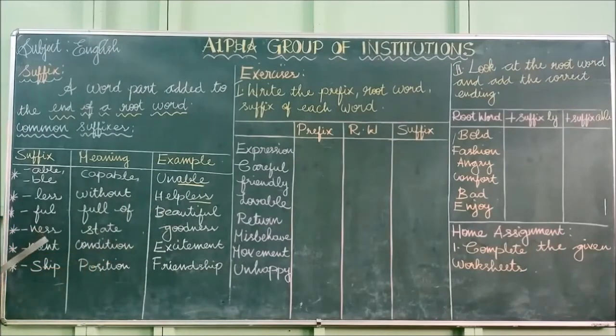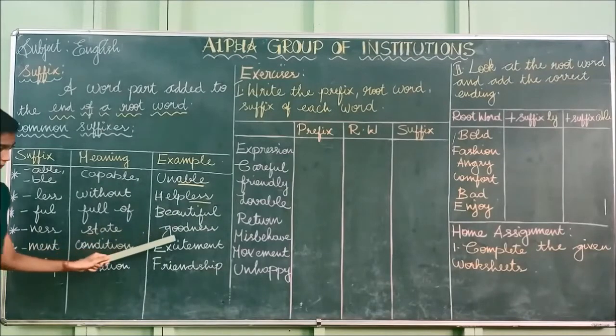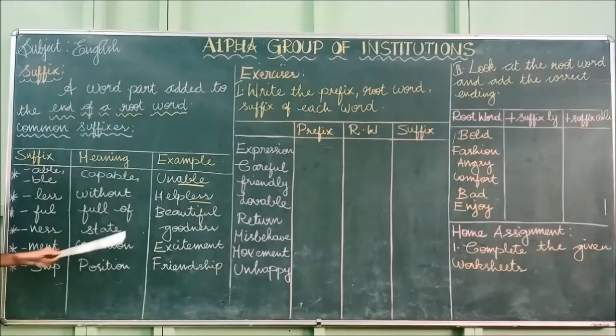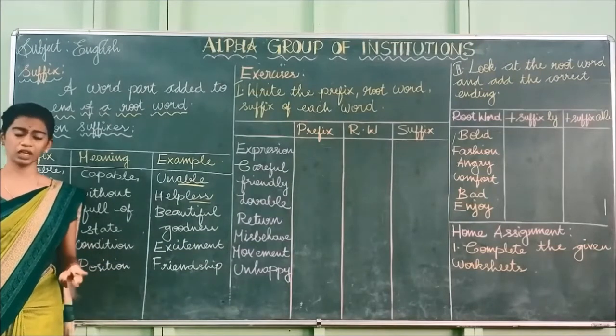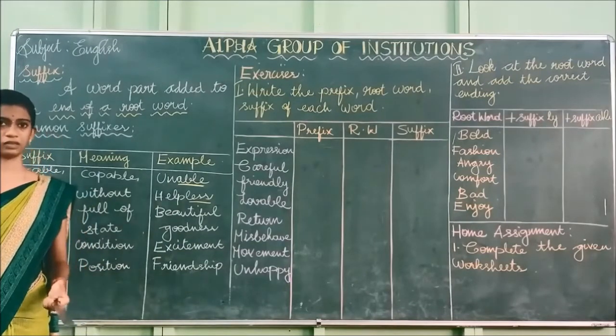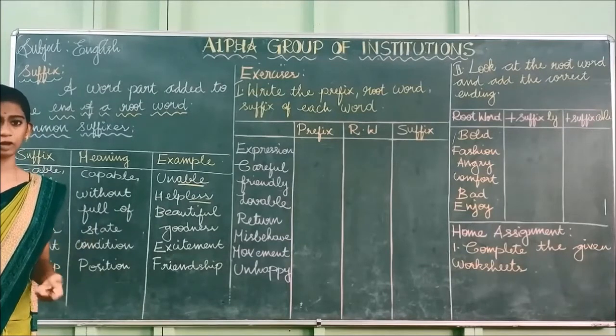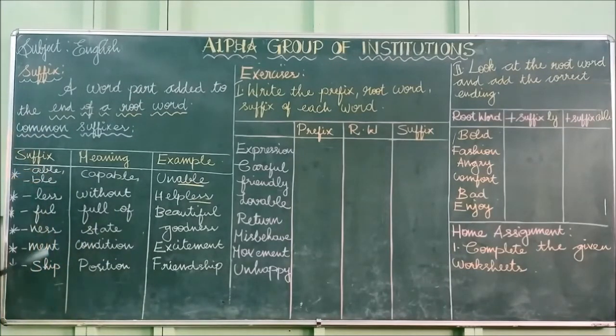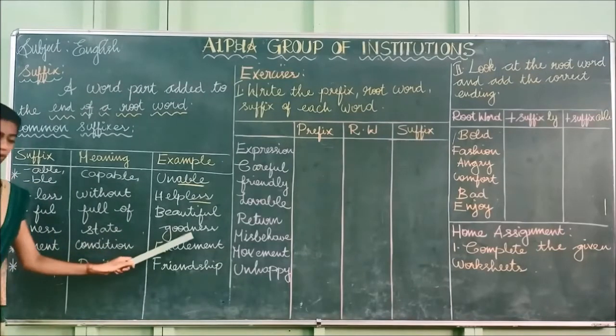And the next one is ness. Ness means state. So the example is goodness. He looks very good, he is a good person. So it shows the state of the person, how he is, whether he is good or bad. So ness means state, goodness.